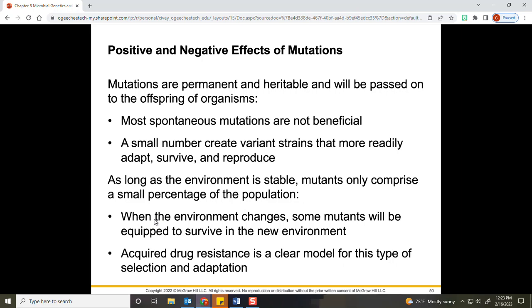So as long as the environment is stable, mutants only comprise a small percentage of the population. However, whenever we have a drastically changing environment, some of these mutants will be more equipped to survive in the new environment and thus become more prevalent. Again, a great example is the acquired drug resistance. That is a very clear model of this type of natural selection and adaptation in microorganisms.